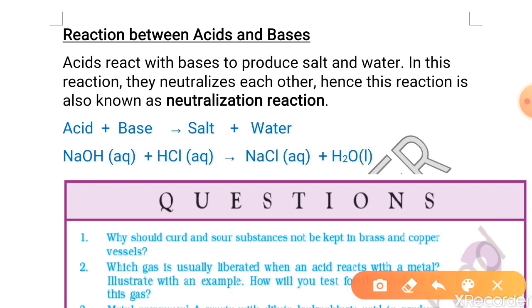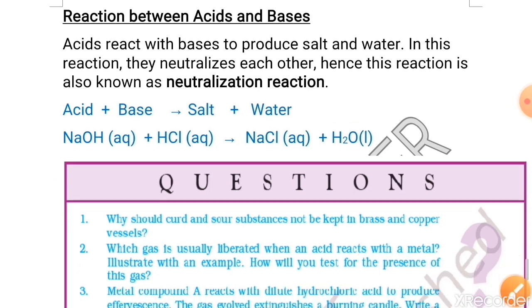Now look at the word equation. Acid plus base gives salt plus water. Now, an example: when sodium hydroxide NaOH reacts with hydrochloric acid HCl, they form a salt NaCl, sodium chloride, along with water. Now we will look at some in-text problems.